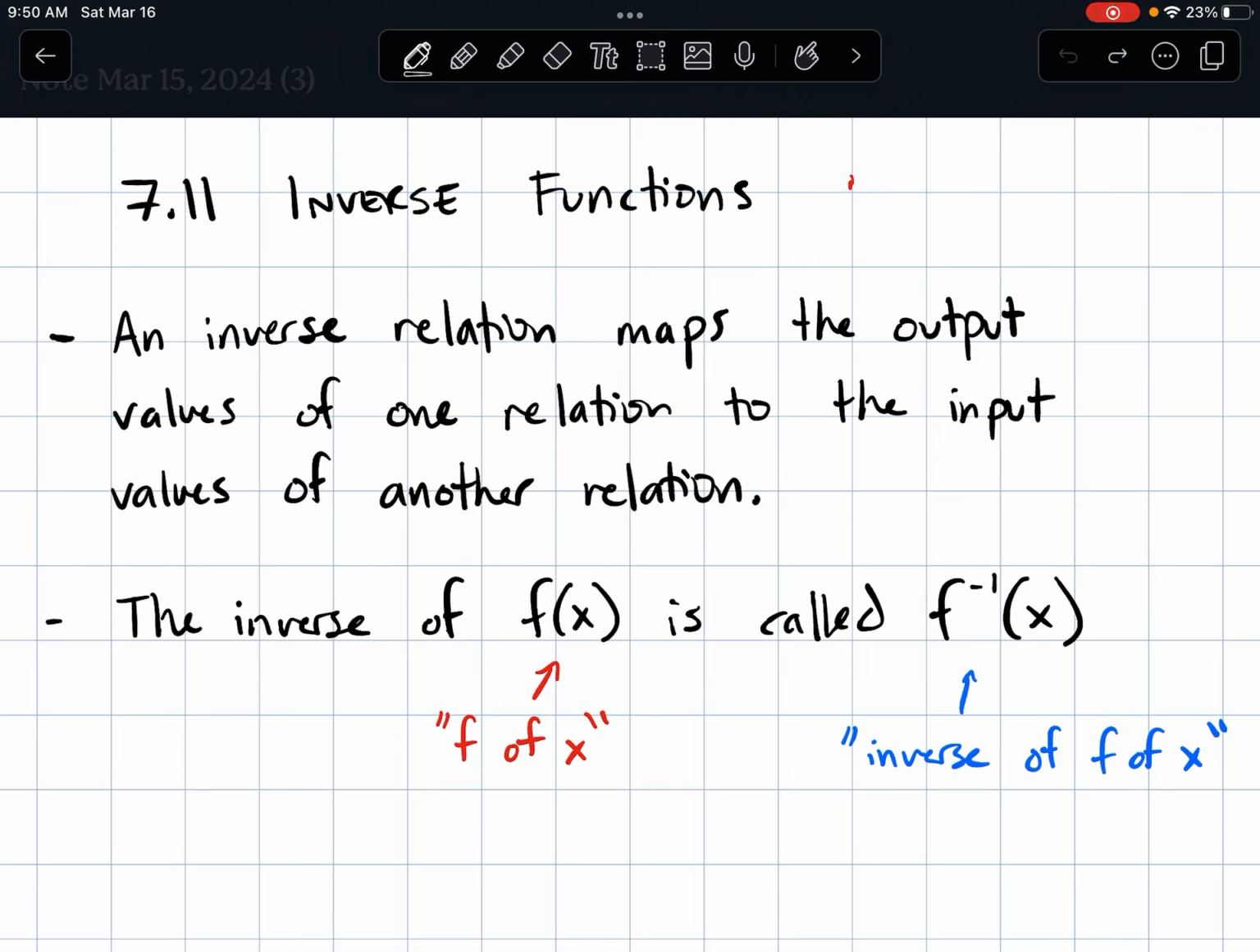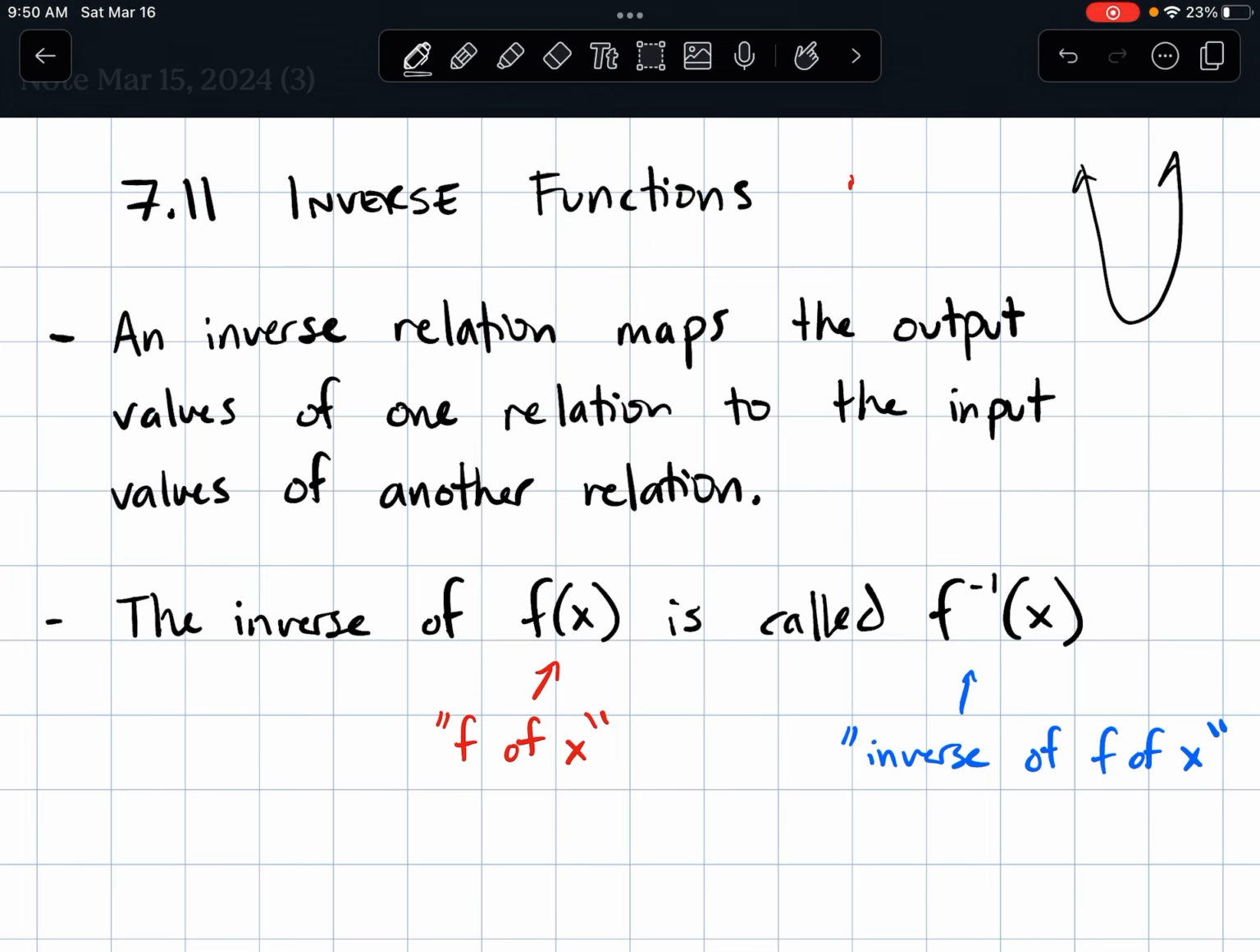The reason I'm talking about a function versus a relation, remember a function has to pass the vertical line test. So if I were to have a picture like this, kind of a sideways parabola, this would not pass the vertical line test, so this would not be a function, but it would be a relation because it describes the relationship between the x and the y values.